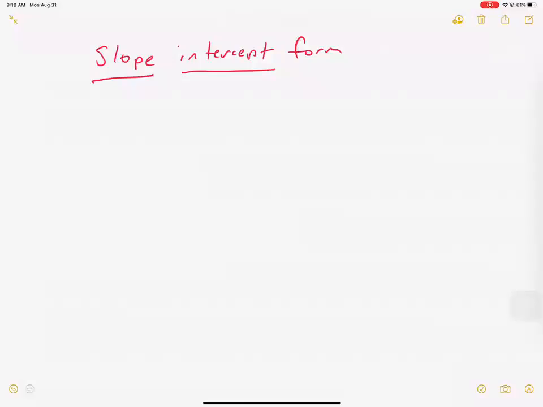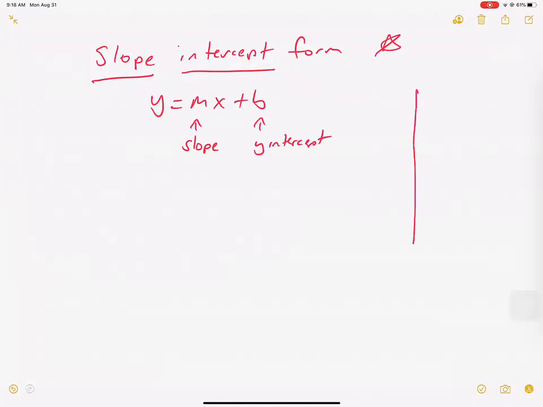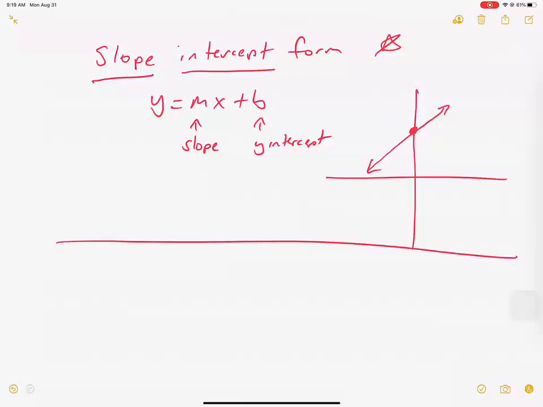So slope intercept form is one of our most popular ways of doing things. Slope intercept form is y equals mx plus b, because we're given the slope and the y-intercept. But this is kind of limiting because the y-intercept is that special point on the y-axis, and that's great. But most of the time, you are not given the y-intercept. You're given a point. So today we're going to learn how to use point slope form.